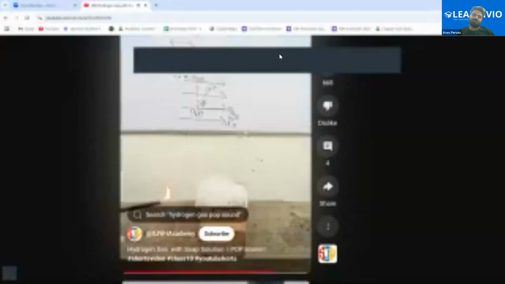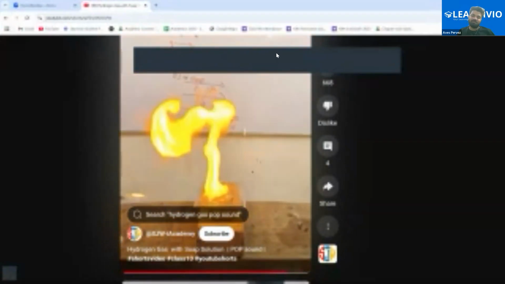It burst. It produced a bursting sound. Pop, like this. Okay. So this is the reason that we can test the hydrogen gas this way.